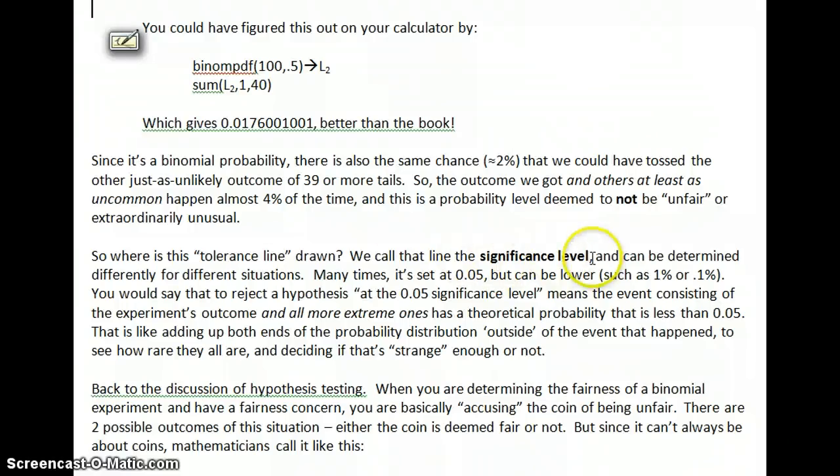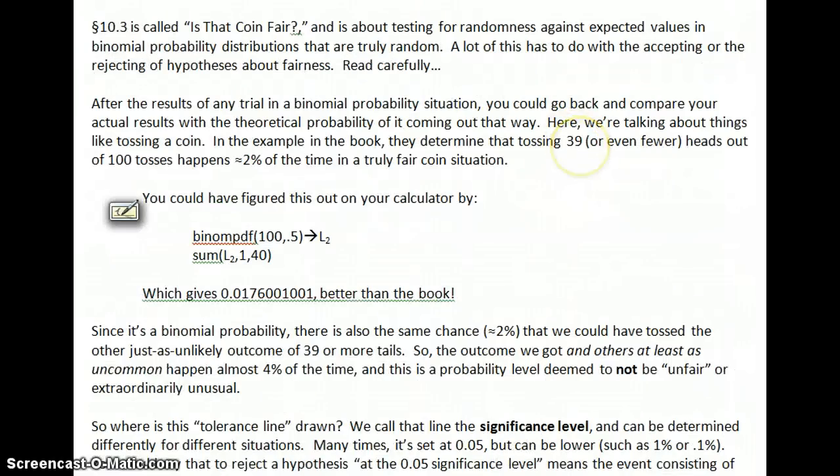That tolerance line is called the significance level. You kind of get used to this language after a while. You say you reject a hypothesis at the 0.05 significance level, means the event consisting of the experiment's outcome and all more extreme ones has a theoretical probability that is less than 5%. Okay, so that's the tricky part, is getting all the more extreme ones lumped in there also, and you have to add those all together. It's not just the probability that 39 heads happened, because that's pretty rare. That it would be exactly 39, it's not going to happen to be exactly 39 very often, and that's okay, and that's not weird.